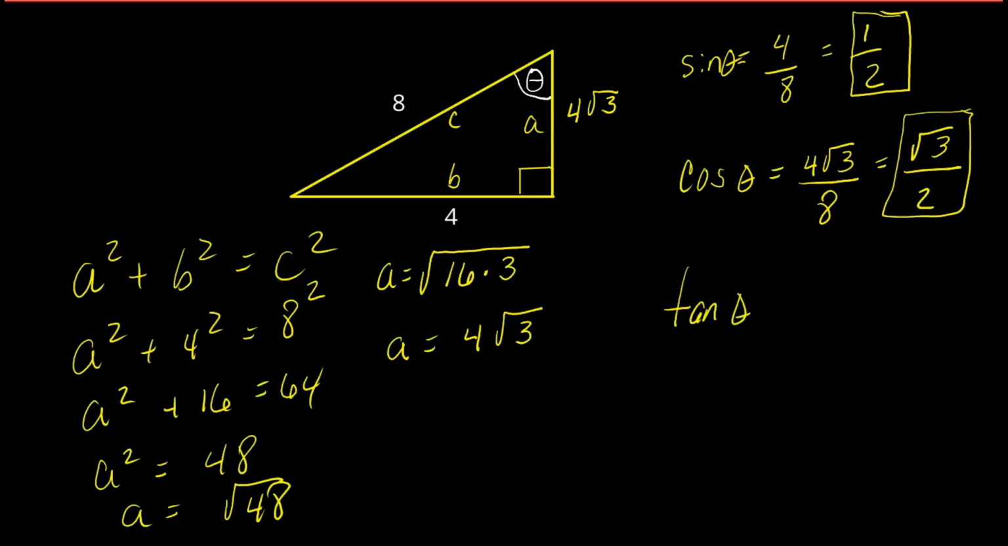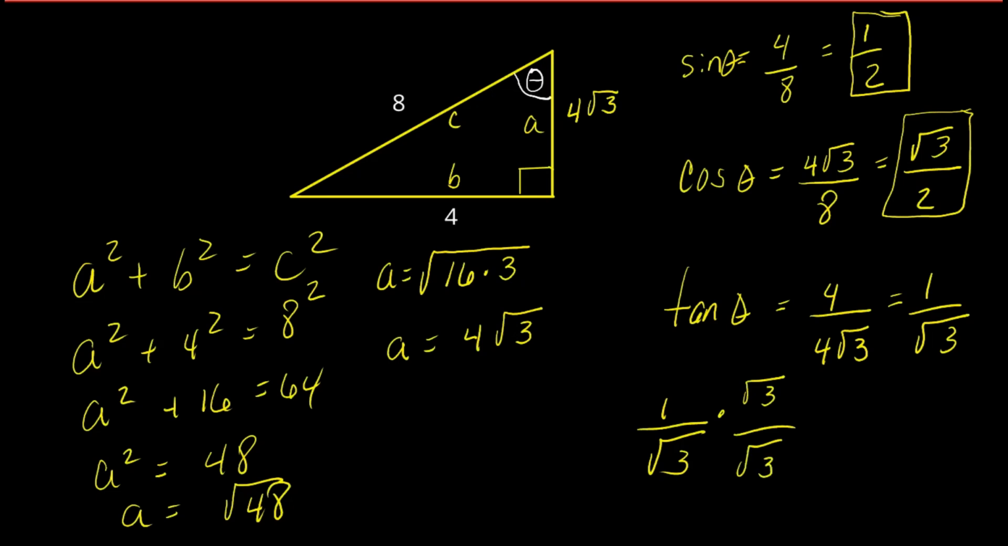Tan theta is opposite over adjacent. So tan theta is equal to 4 over 4 square root of 3. This would give me 1 over the square root of 3. This is not in proper format, so let's tweak it a little bit. I'm not allowed to have a radical in the denominator, so let's rationalize it by multiplying both the top and the bottom by the square root of 3. This will give me the square root of 3 over 3. Okay, that would be our final answer for tan theta.